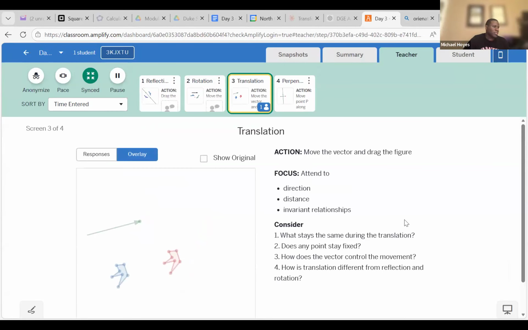Yep. So, same idea. You're given a vector, and you can control the head of the vector to dictate whatever kind of magnitude or direction that you want the vector to travel. And you have your pre-image, which is the blue, I believe, and you have your image, which is the red one. So you want to move things around, drag it around. You can change your vertices in your blue and see how that affects your red. And just speak to things that stay the same or change, and what the vector is doing and how that's different than reflection and rotation. So I'll give us a little bit of time to do that.